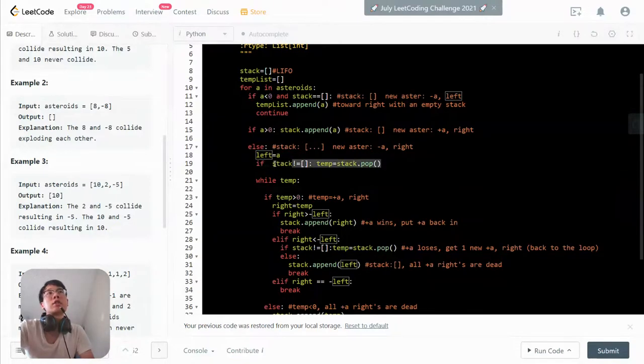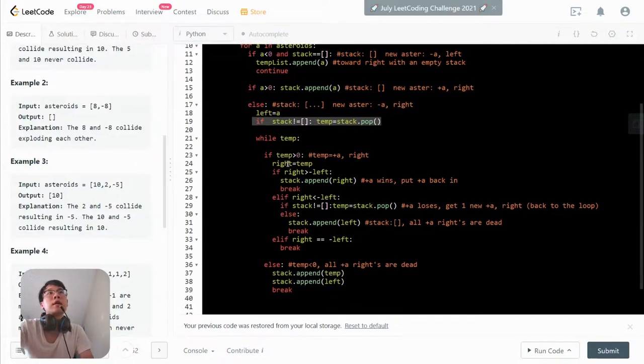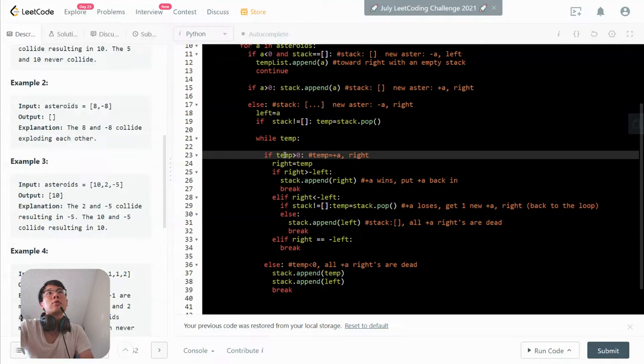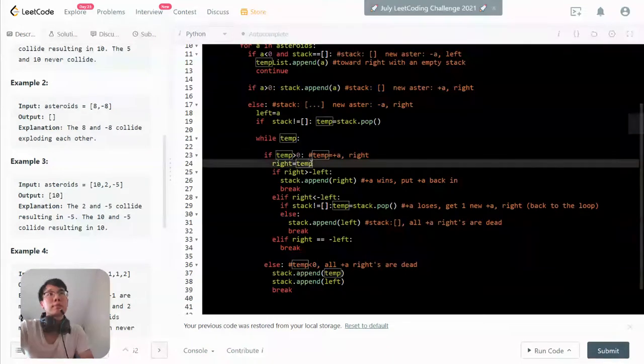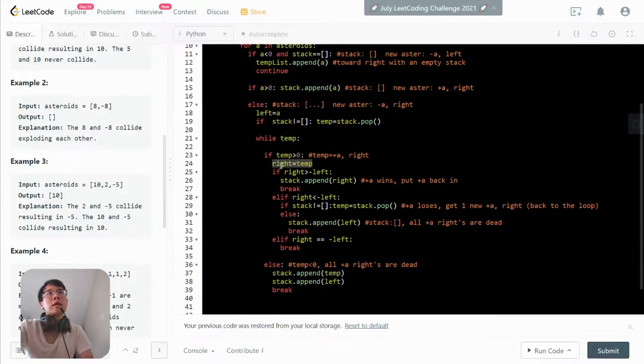This is the trigger statement. If the stack is not empty, a temporary asteroid will be popped off from the stack. While there is something in the temporary asteroid, if the temporary is greater than 0, it means it's going right. So the temporary is going right, and that's why we assign it to a right variable.